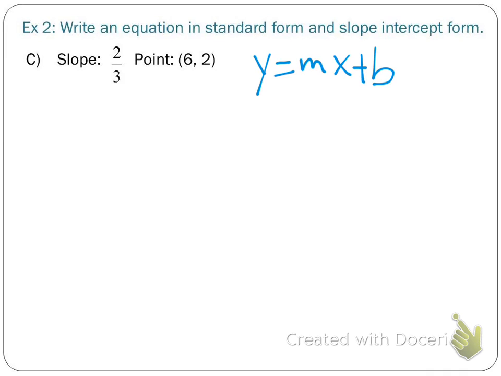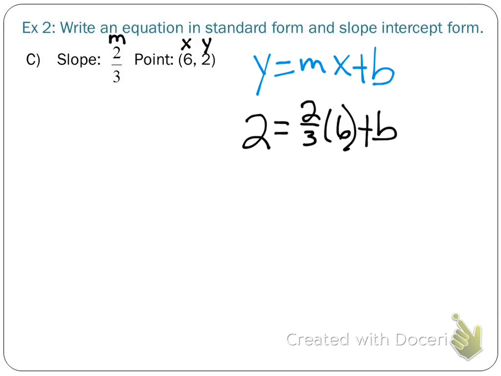2 equals 2/3 times 6 plus b. Okay, so you're making this the m, this the x, this the y. Then solve for b. Perfect. So 2 equals 2/3 times 6 plus b. Remember, the only thing we're using the 6 and the 2 for is to find the b value. It's kind of like a riddle, like a clue to find the b.